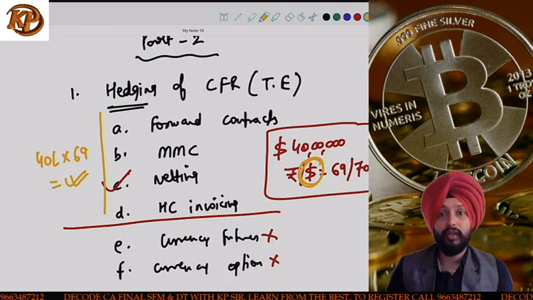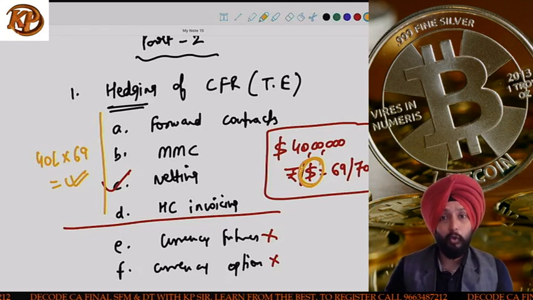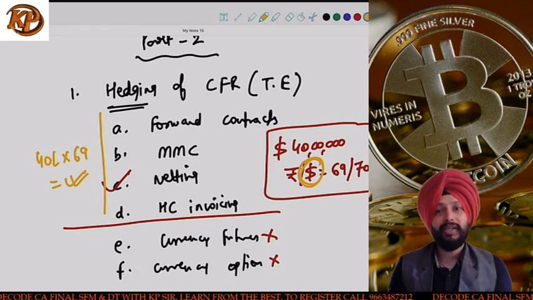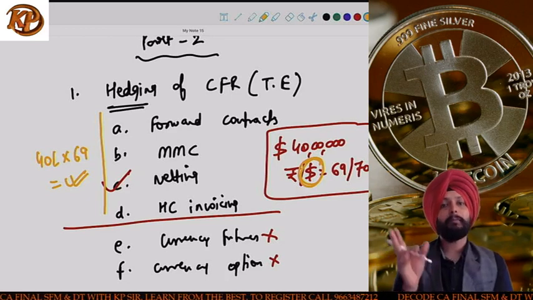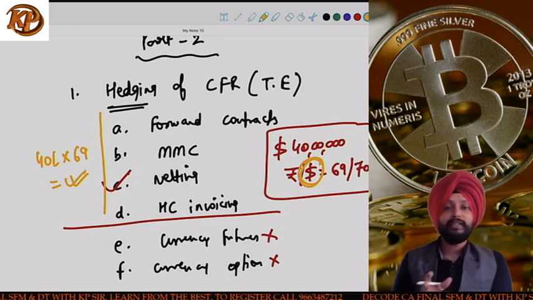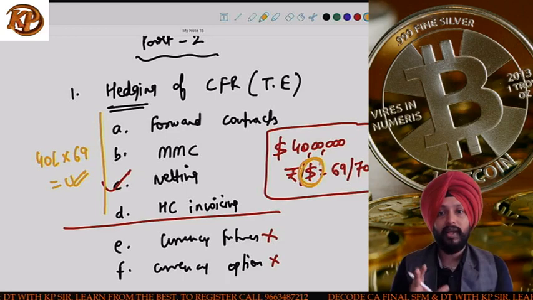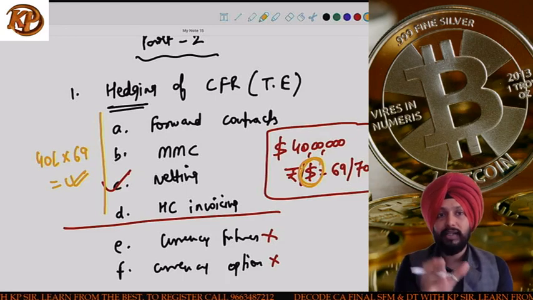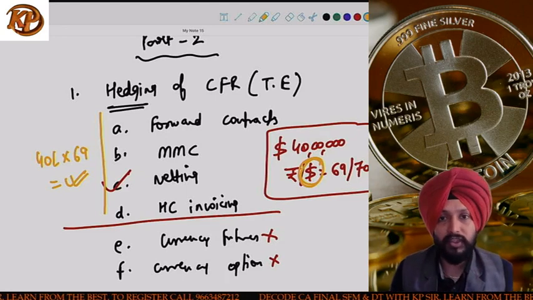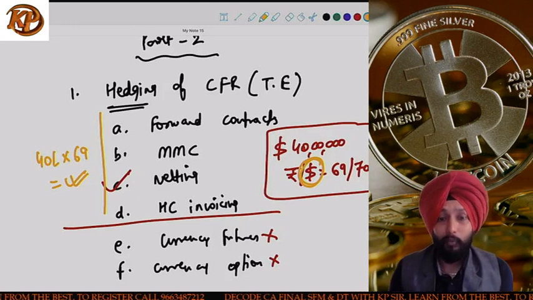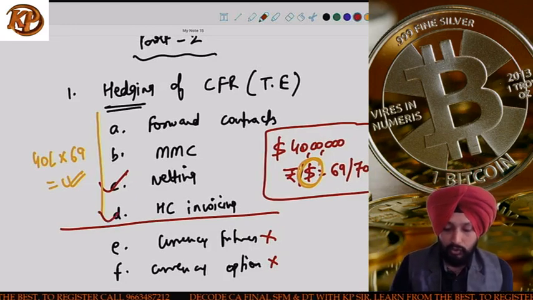If they're going to sell dollar, they will sell at a bid rate. We always sell at lower rate, so they will sell at bid rate. So 40 lakhs into 69. Why did we multiply? Because we are going from base currency to price currency, so that is why they will multiply. So 40 lakhs into 69 is rupee equivalent invoice amount if we go for home currency invoicing. I hope the second strategy is also clear, guys.